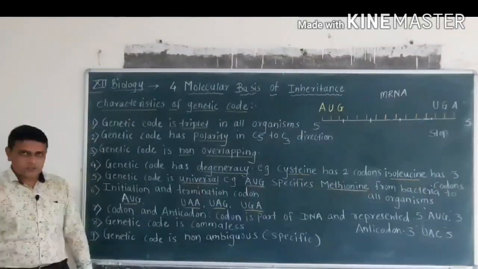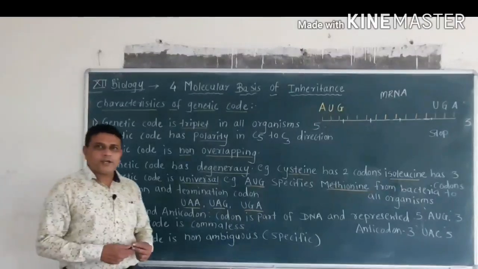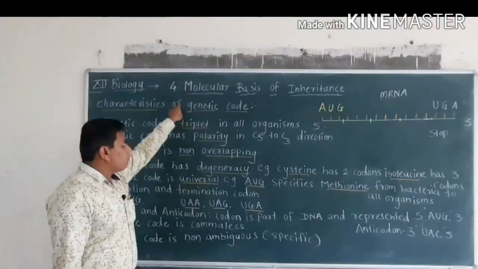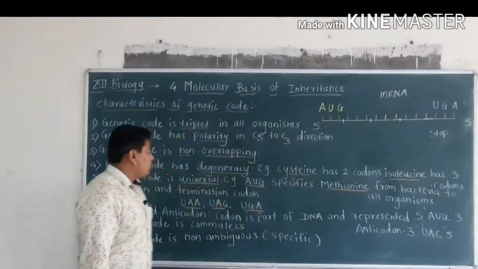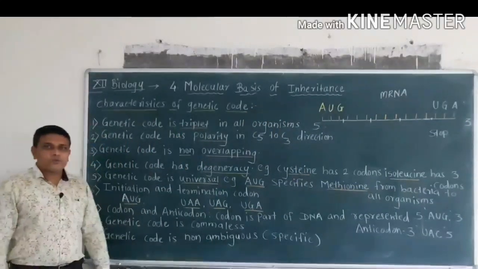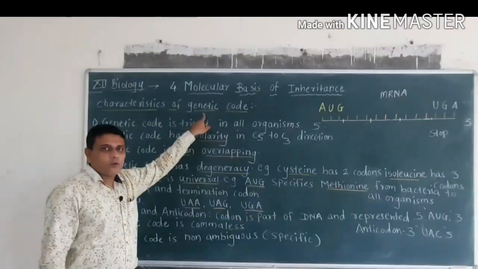Hello students, in our previous session we have learned regarding the genetic code from chapter number 4, molecular basis of inheritance. In this session we are going to study about the characteristics of genetic code.